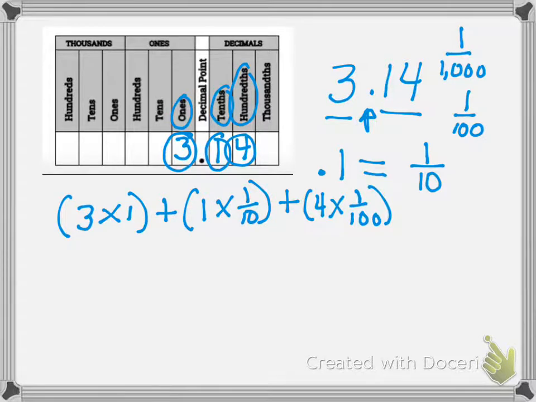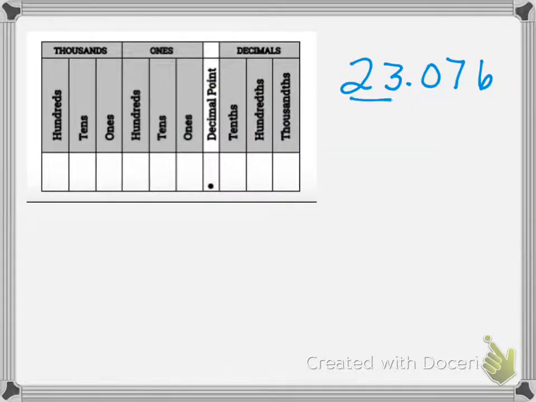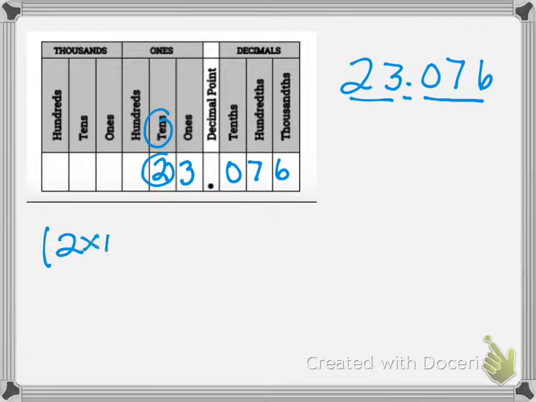So let's try another one. 23 and 76 thousandths, because the 6 is in the thousandths place. First thing we want to do is place this on our place value chart, 76 thousandths, and then start with the 2. The 2 is in the tens place, so we go 2 times 10 plus 3, it's in the ones place.